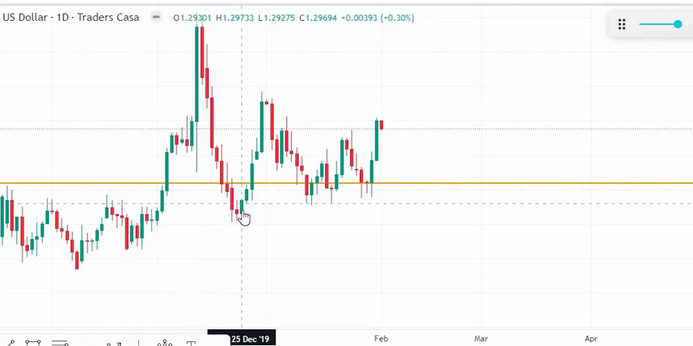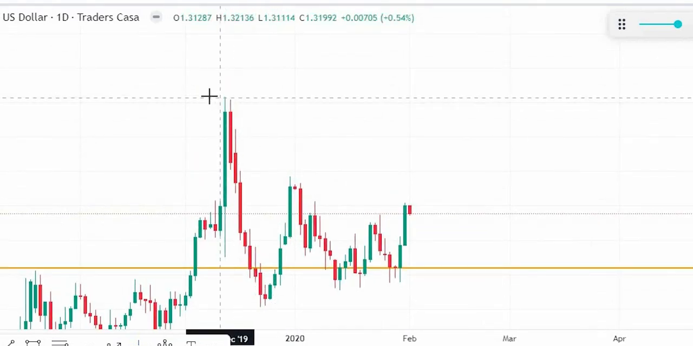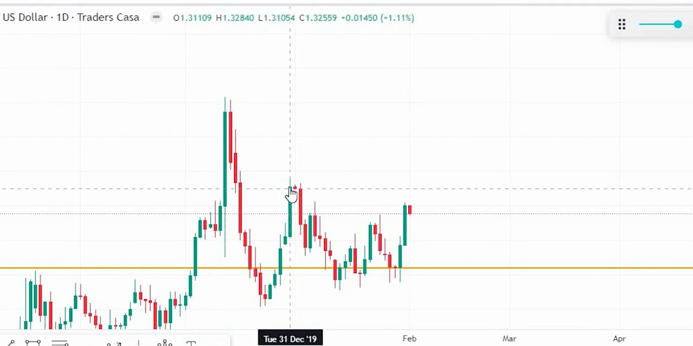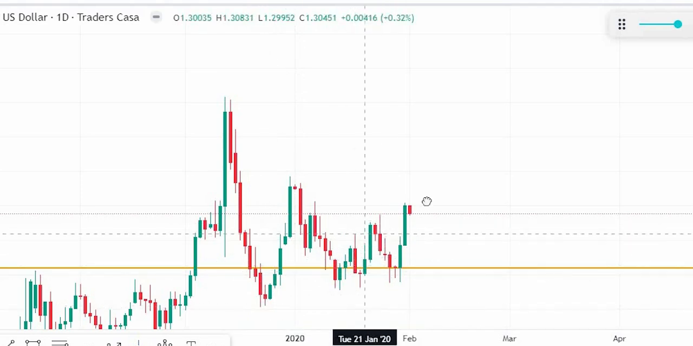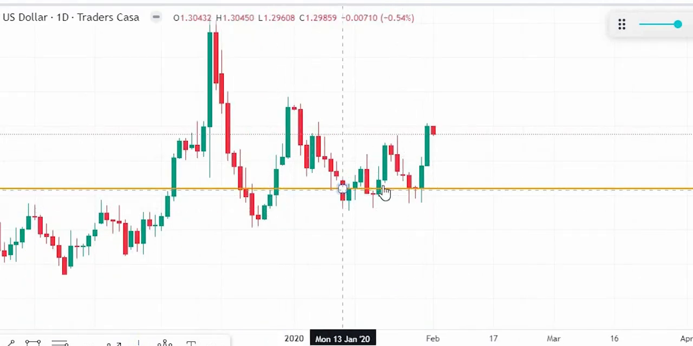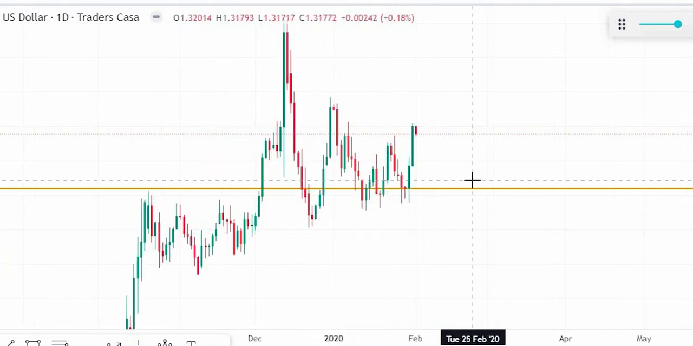So right here was a pullback. Then the market fails to break this level to grab this liquidity and move to the upside. So the market intends to stop at this zone. It didn't break below this, and is creating a key level. This zone has been respected multiple times. So the first thing to do is mark out your key level on the daily time frame. That's the first thing to do.